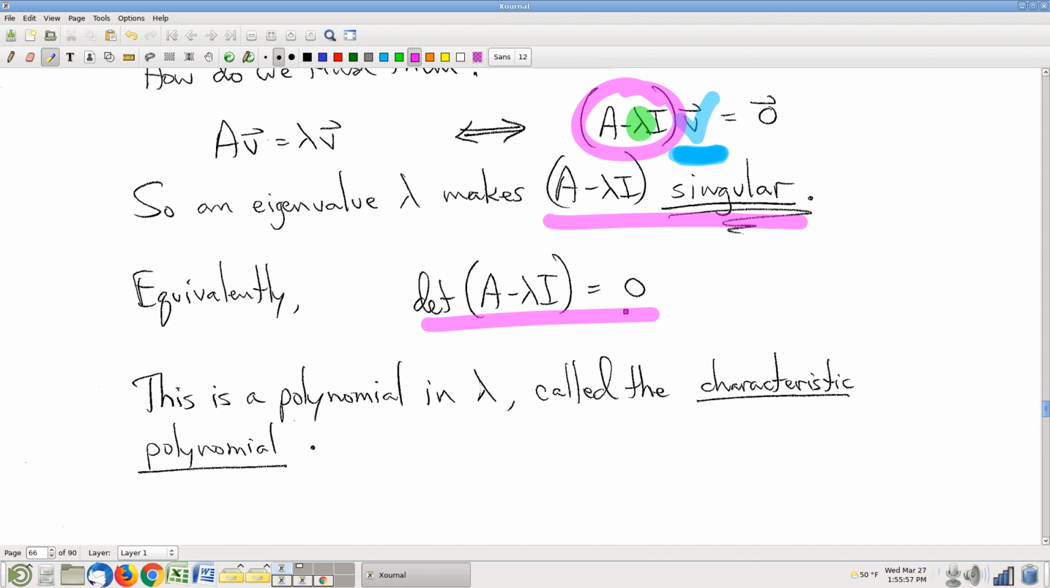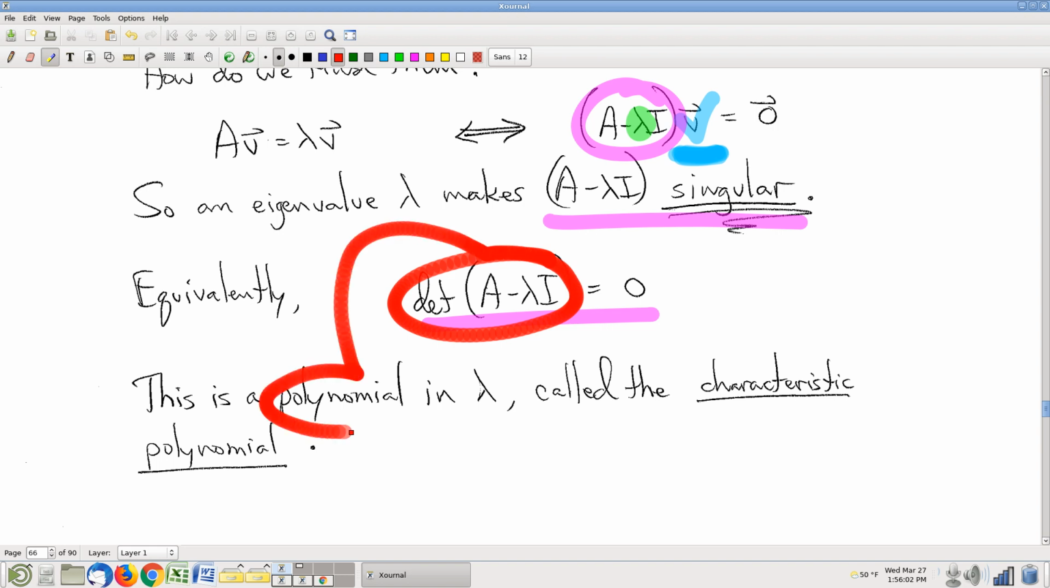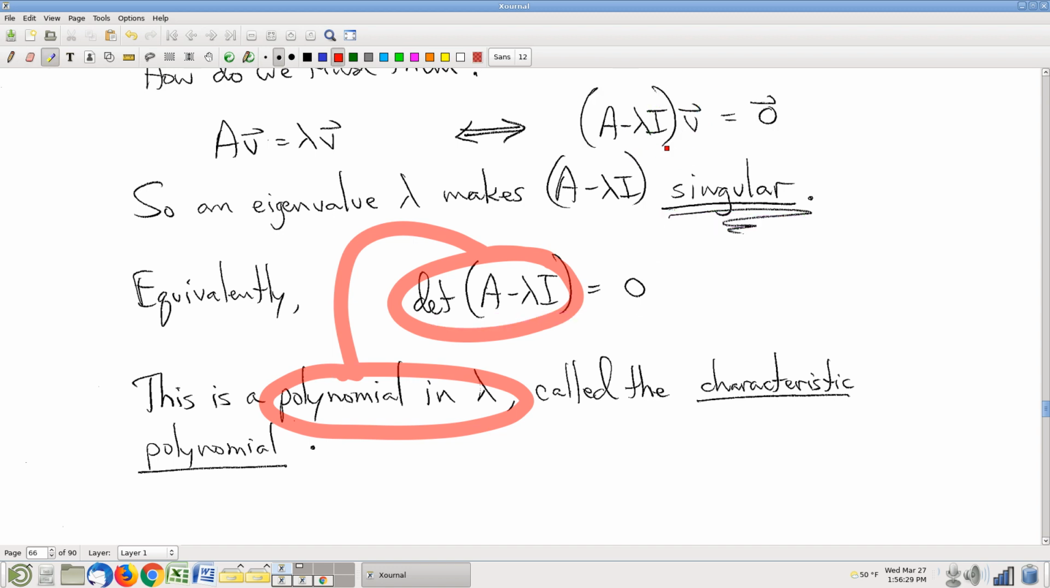And by the way, this determinant, as it turns out, and it's not hard to see, is a great big polynomial. If A is made up of a bunch of numbers, lambda I is going to have a bunch of lambdas in it. A minus lambda I then has a bunch of lambdas in it. When you take the determinant, you're going to multiply those elements by each other in this prescribed way. You're going to get a polynomial in lambda. Okay, so this determinant, we call that the characteristic polynomial.